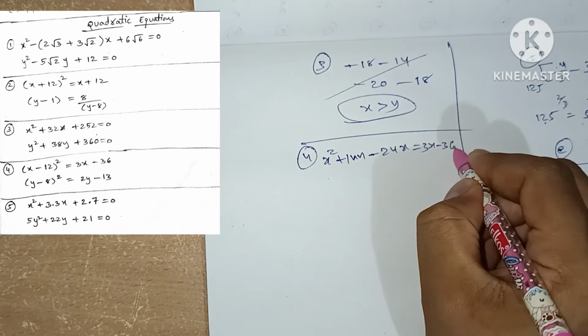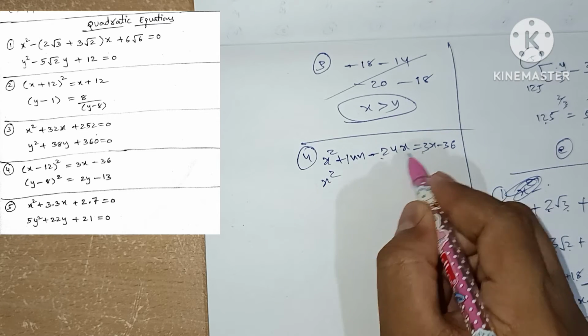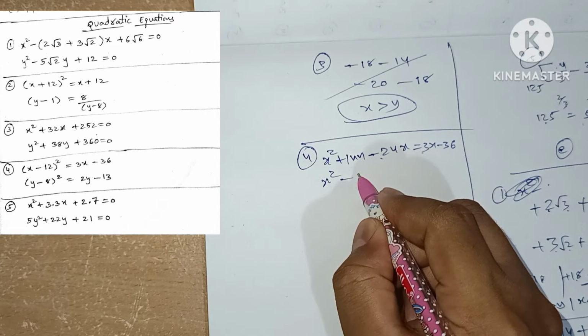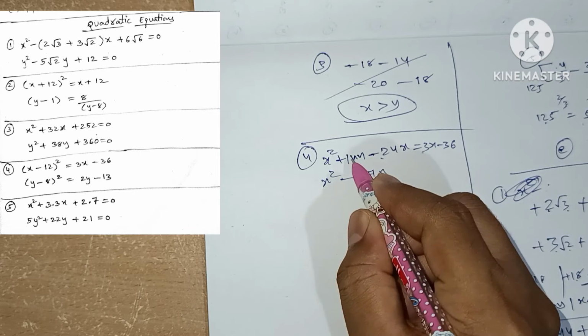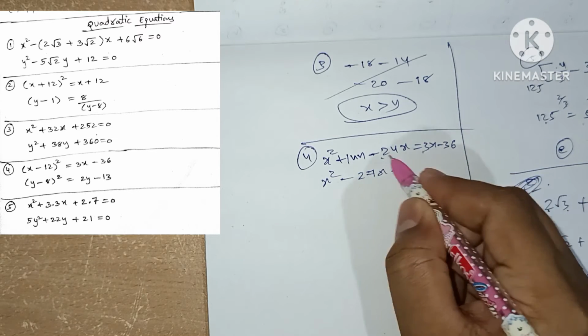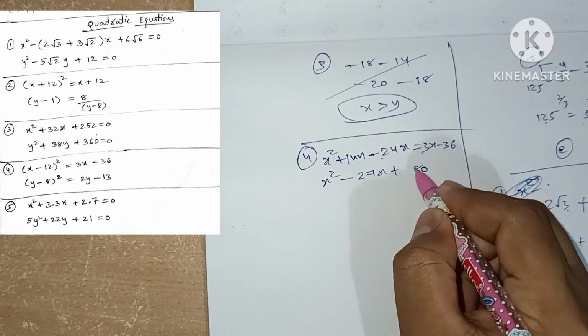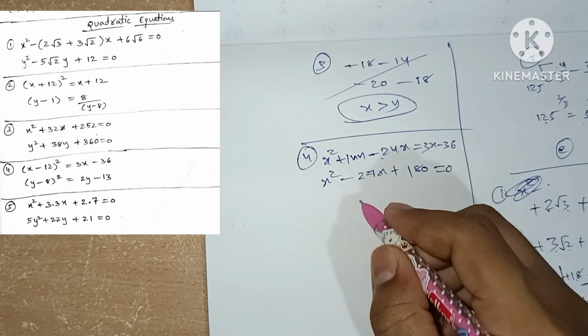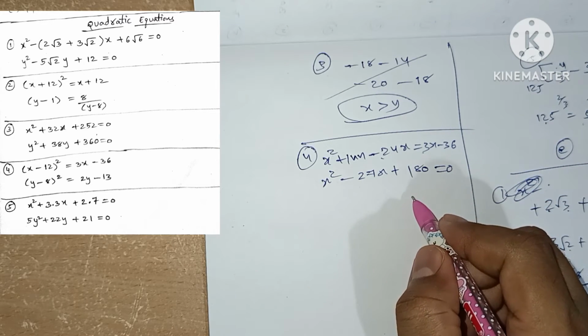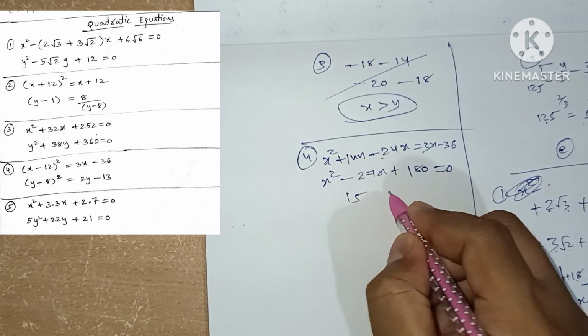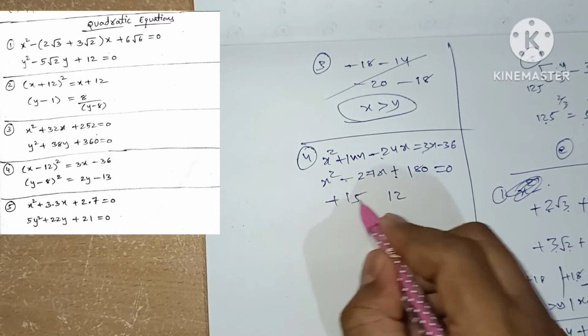Next, fourth question. Let's elaborate the equation, which is x² + 144 - 2 times 12 times 12x, which is 24x, equals 3x - 36. So x² - 27x + 180 = 0. So this will be 15 and 12 times. Minus and plus means both the roots are positive.